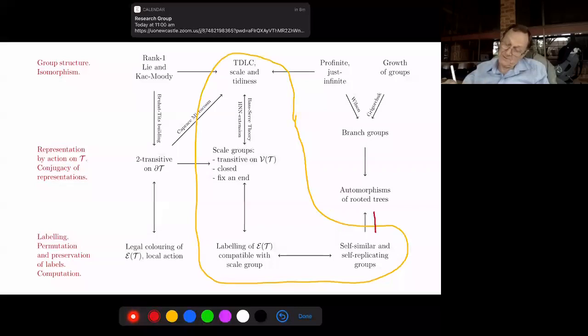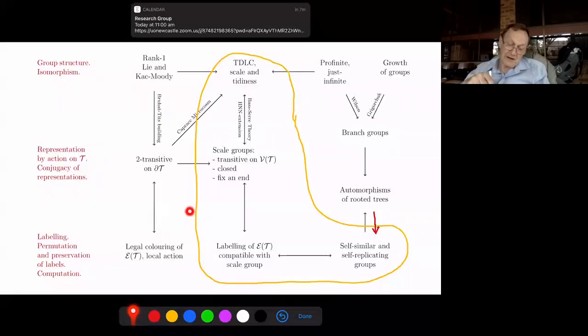And just in historical terms, I think that things flowed in this direction to come to the definition of self-similar and self-replicating groups. So that's the right-hand part of the diagram here, and the pro-finite groups are, as I said at the beginning, exactly the compact totally disconnected groups. So there is some correspondence between this part of the picture and general totally disconnected locally compact groups.